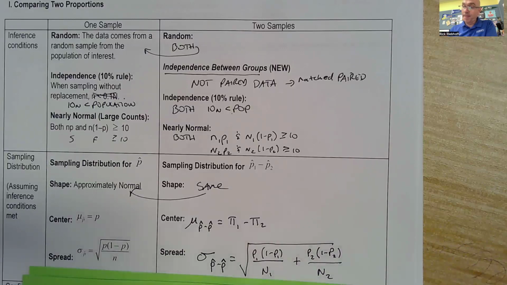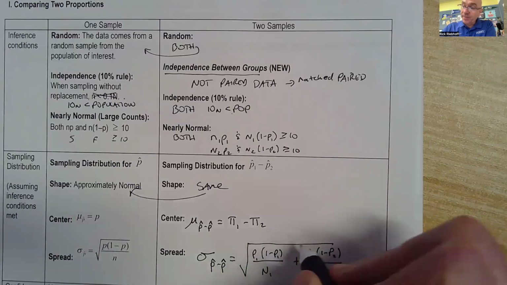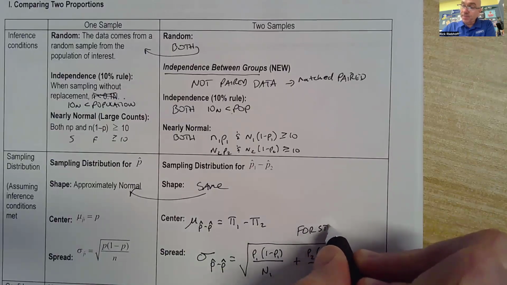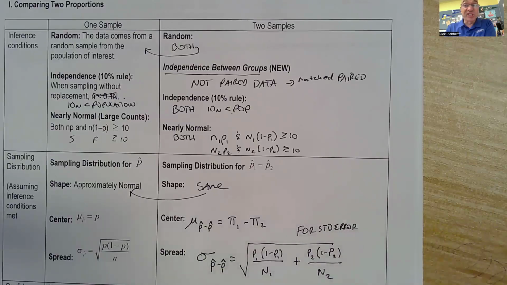Just like that. For standard error, this is the standard deviation. For standard error, remember, it is just the standard deviation of the sampling distribution using sample statistics.